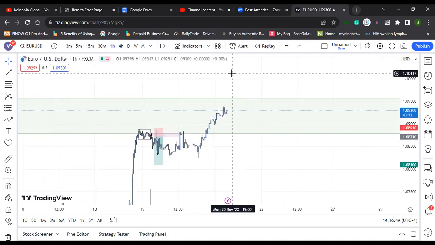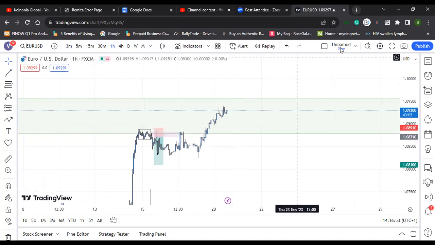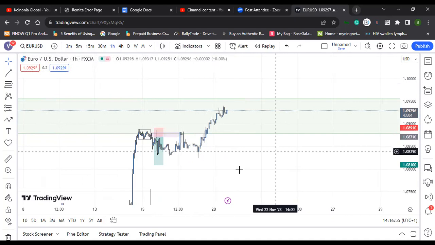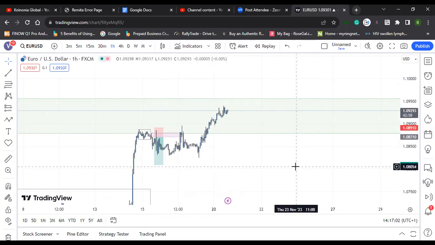So what other pair should I look out for? You guys can put in the chat box what pair you want me to help you analyze. We were looking at one pair last week on Friday. I can't remember.